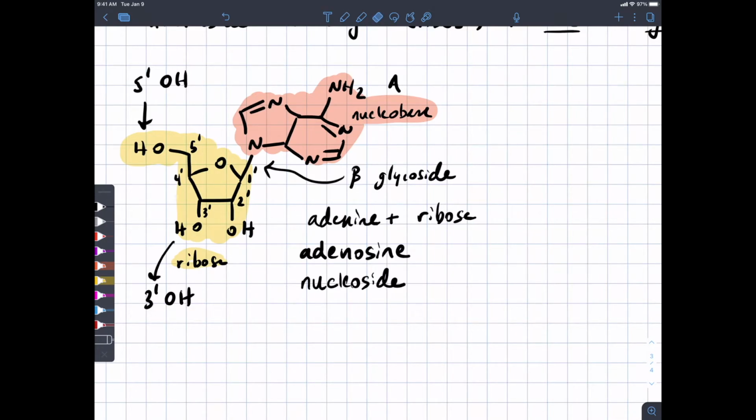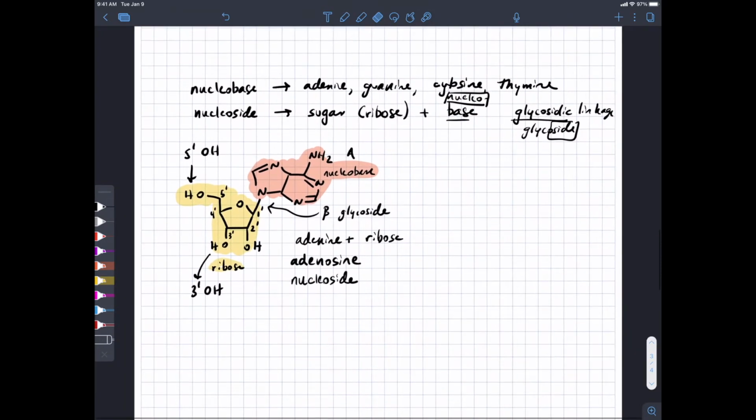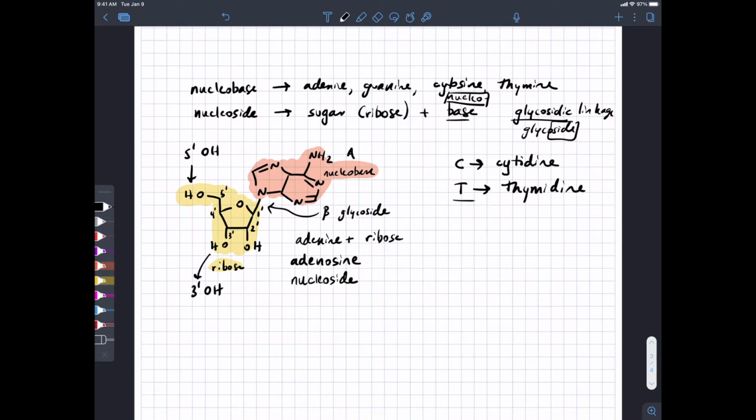All right. And similarly, if it were C, we would call it cytidine. If it were T, we would call it thymidine. We name the nucleosides differently for pyrimidines than for purines, which is bizarre. And I'm sorry about that. I didn't make it up.